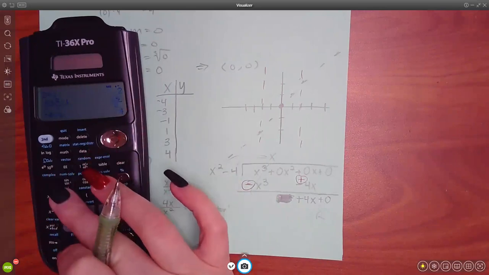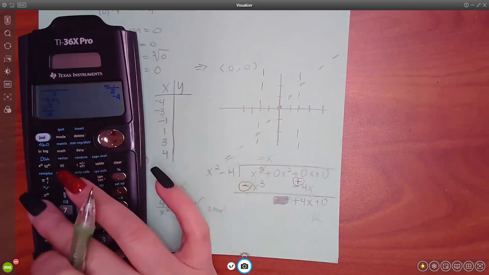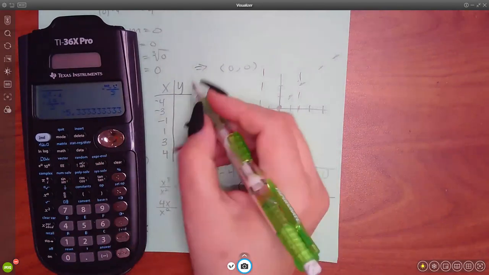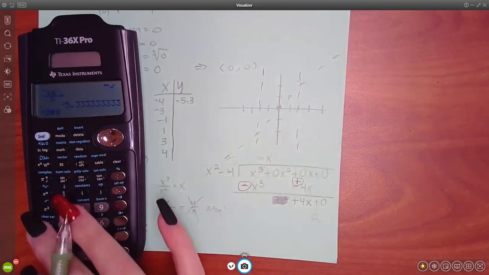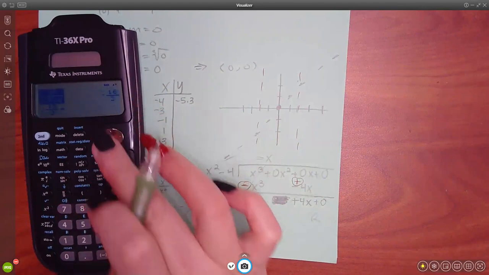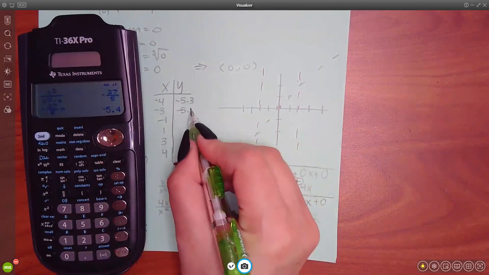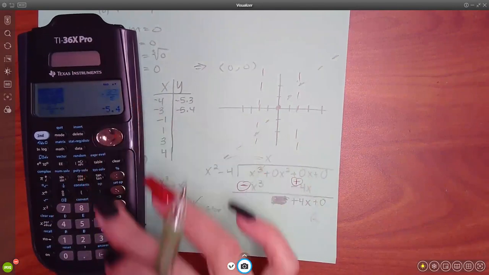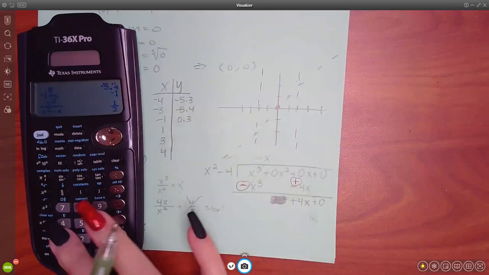So, fraction x to the third over x squared minus 4. Negative 3. Negative 1. Just going through the motions.